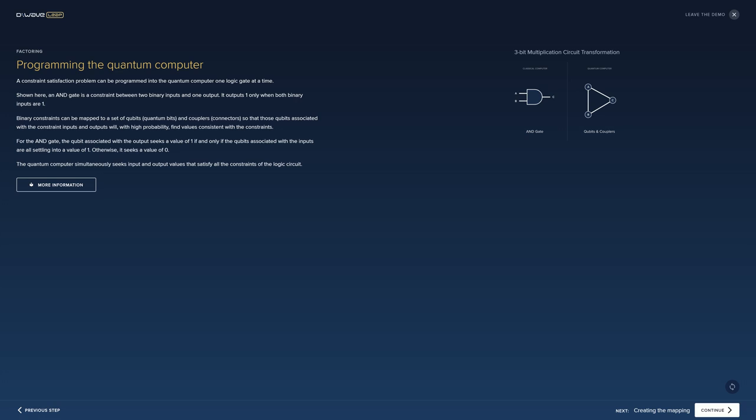Let's continue. For the AND gate, that is this one, a qubit associated with the output seeks a value of 1 if and only if the qubits associated with the input are all set to a value of 1, otherwise it seeks a value of 0. Okay. The quantum computer simultaneously seeks input and output values that satisfy all the constraints of the logic circuit.